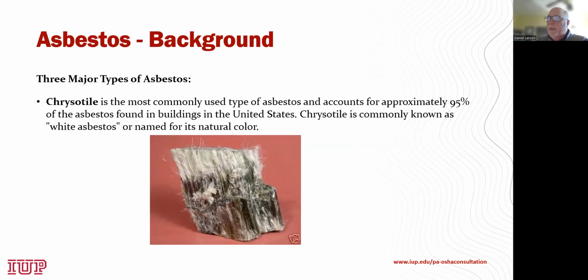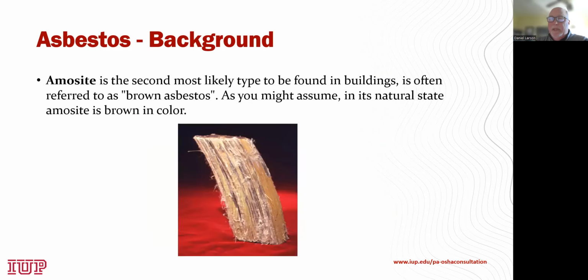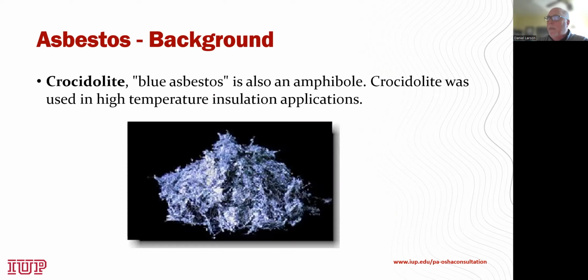There are three major types of asbestos that you're going to see talked about the most. By far the most is chrysotile. This is often referred to as white asbestos and accounts for 95% of the asbestos found in buildings. The next type is called amosite, and that's often referred to as brown asbestos. As you might assume, its natural state is brown, and it's less than 5% of the time you run into amosite. And then there's crocidolite, which has a blue texture to it, and that's used even less, in high temperature insulation applications.